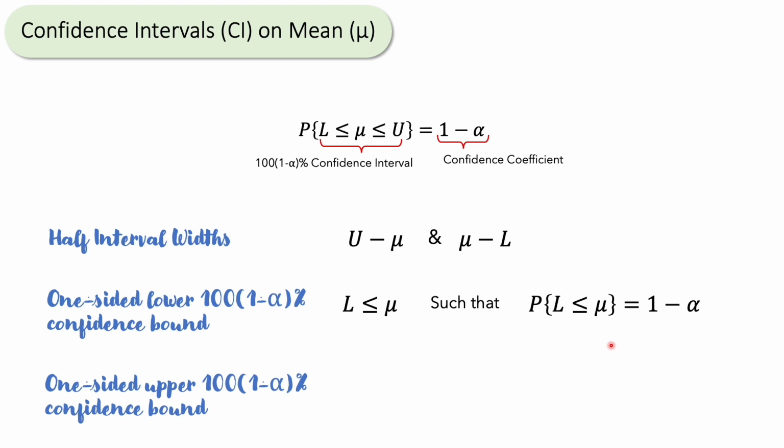And similarly we can write the one-sided upper confidence bound like this, in which mu is equal to or less than the upper boundary of the confidence interval, and it is represented like this. The probability of mu being less than or equal to the upper boundary of the confidence interval is equal to 1 minus alpha, and alpha once again is the type 1 error.